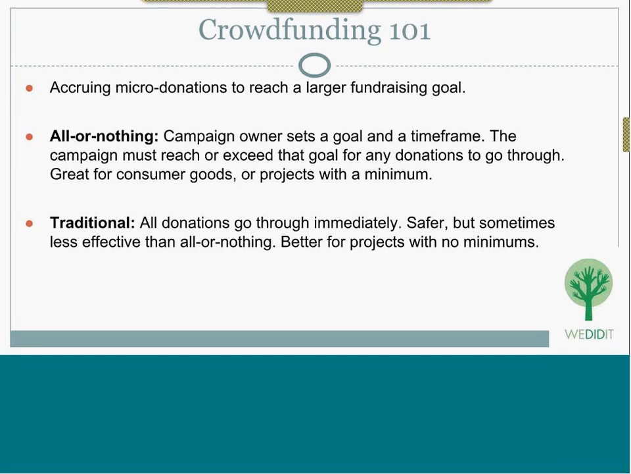All-or-nothing campaigns set a goal that must be reached in a specified amount of time for any donations to be processed. So say we're raising $5,000 in 30 days. In 30 days, we've got $4,900. That means we haven't hit our goal, and none of the donations go through. It's a powerful tool, but obviously it's inherently risky.